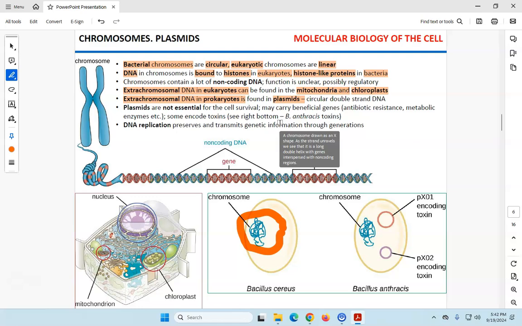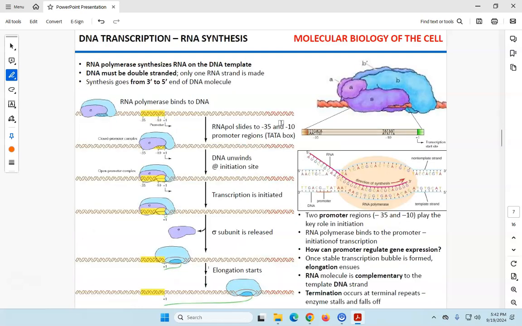What about plasmids? Just know that they are non-essential for the existence of the cell. You can remove a plasmid, but they often convey some beneficial traits. So far, so good? Questions? Okay, now we're going to talk about the process of gene expression. We're going to spend some time on this.